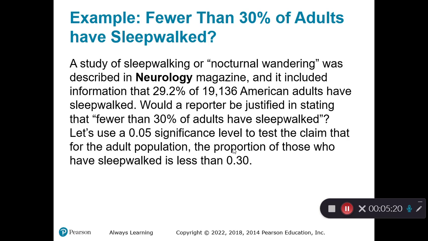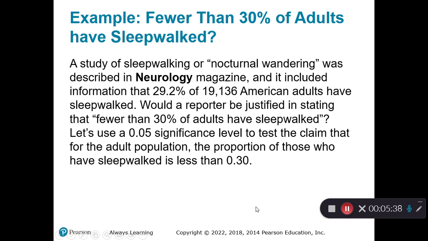So this is data coming from a sample. The sample has 19,136 individuals. That will be our sample size. And in that sample, 29.2% reported sleepwalking. That is going to be our p-hat, which we'll write in decimal form.